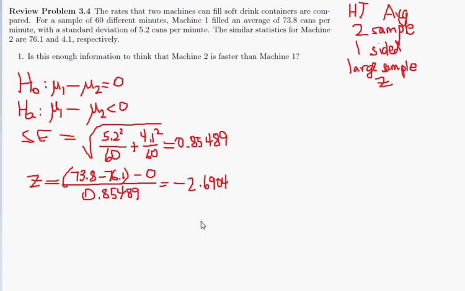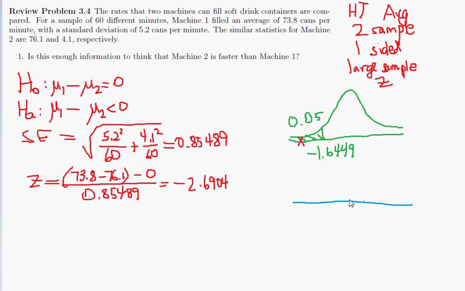Okay, from this point, there are two possible ways of proceeding. The first way is by finding the critical value. The value of alpha by default is equal to 0.05. This is a left-tail test given the form of the alternative hypothesis, and so the critical value is negative 1.6449. The test statistic falls in the rejection region, and so therefore our decision would be to reject the null hypothesis.